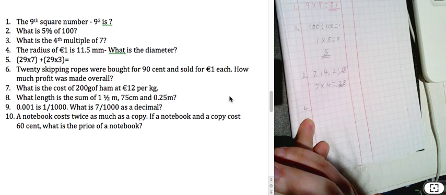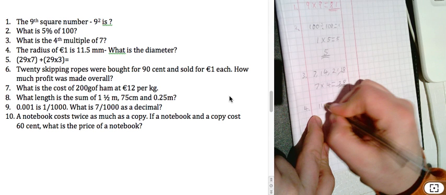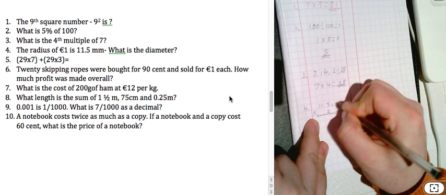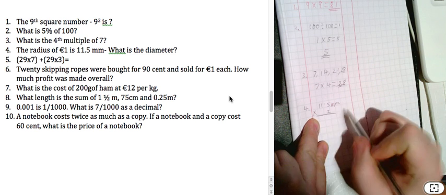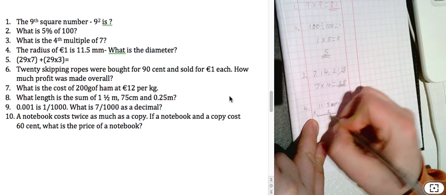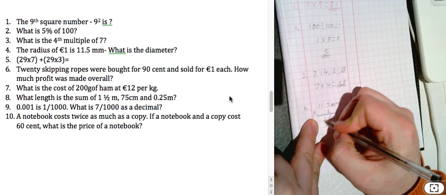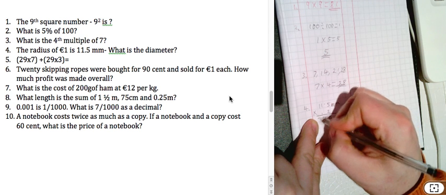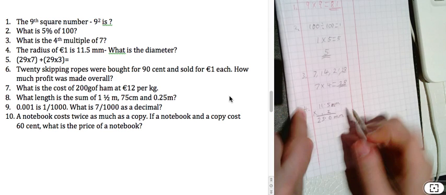Number 4, the radius of a €1 coin is 11.5 millimeters. What is the diameter? Okay, well, the radius, as we know, is half the diameter, so we multiply by 2 to find the diameter. 11.5 multiplied by 2, so that's 11.5 millimeters, and we're going to label that. 2 5s are 10, put down 0, carry 1, put down our decimal point. 2 1s are 2, and 1 is 3. And 2 1s are 2. So 23 millimeters, or 23.0 millimeters.